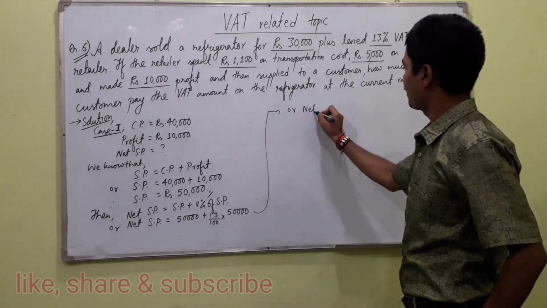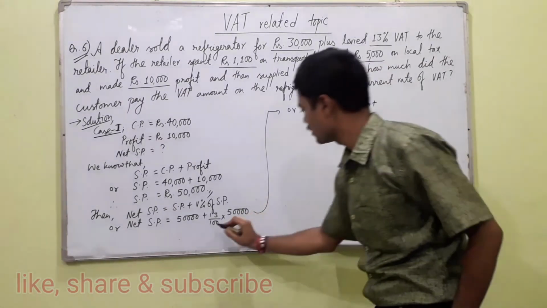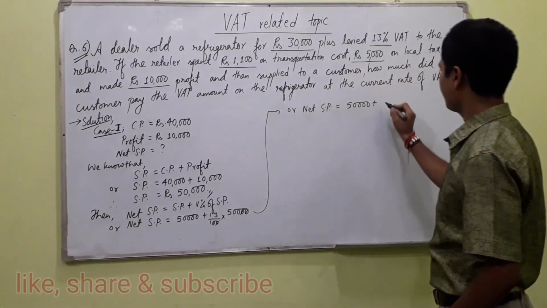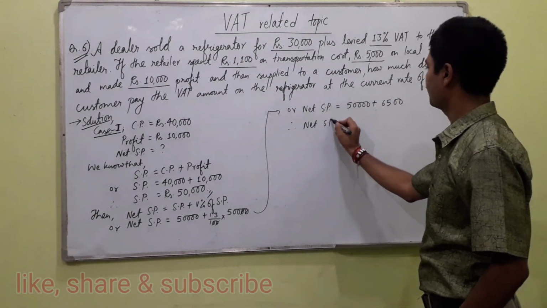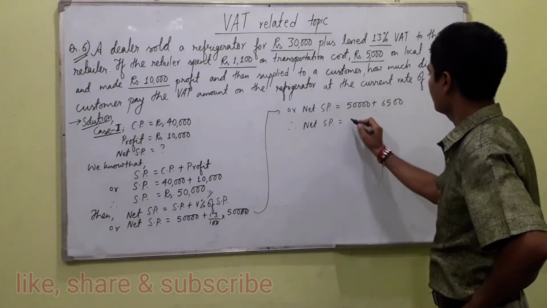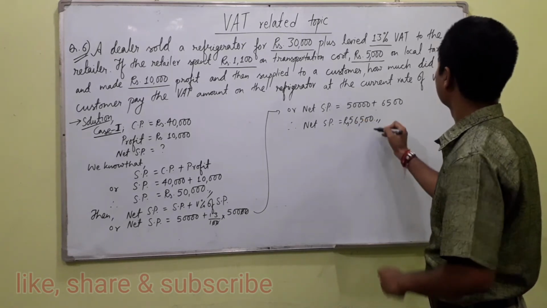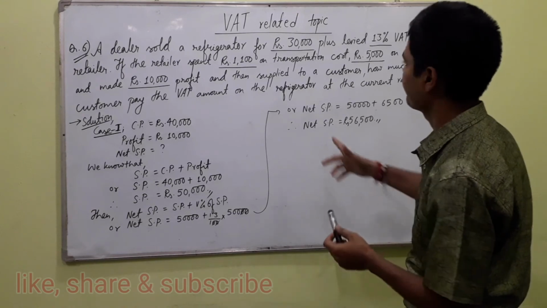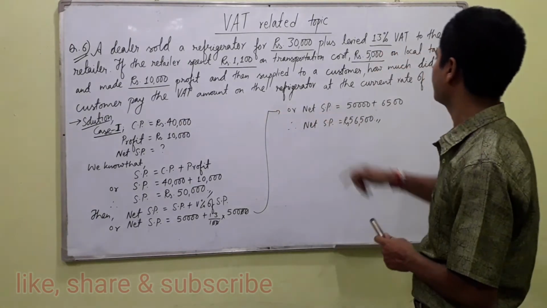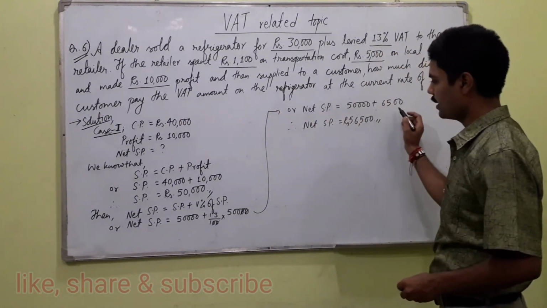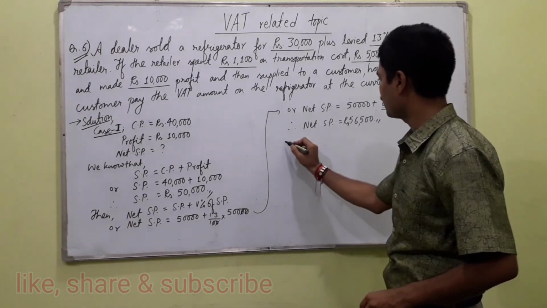Net selling price is equal to 50,000 plus 13 by 100 into 50,000. Two zeros will be cancelled here. 13 5s are 65, 00. Therefore net selling price is equal to 56,500 rupees. Now what is asked in the question? How much did the customer pay as the VAT amount on the refrigerator at the current rate of VAT? So here directly you can find the VAT amount. We have found the net selling price also. You can find now the VAT amount finally.